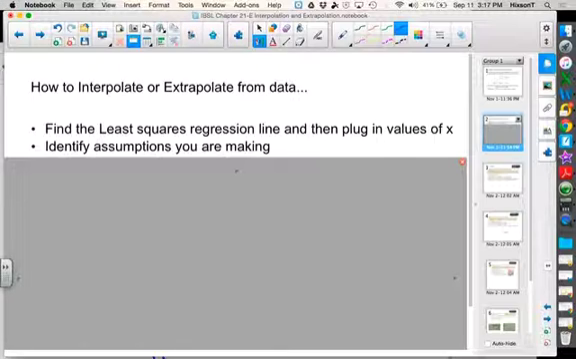Another thing you need to do is identify assumptions you're making. Okay? One assumption that we're making is that our data follows a linear pattern, or at least an approximate linear pattern. Okay? So that's one assumption that we need to identify. Another thing is that if you are extrapolating, you are assuming that it is going to continue that pattern. All right? There isn't something beyond your data that's going to cause it to change somehow.